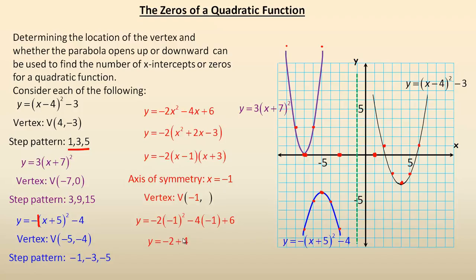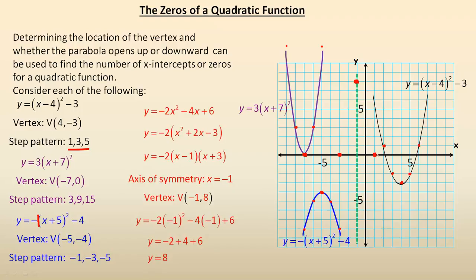And -1 squared is 1 times -2 is -2, so that's -2 at the beginning. -4 times -1 is 4 plus the 6, so that's 10 minus 2 is 8. So that's the y-coordinate of the vertex. It's at -1, 8. So -1, 8 would be right up here, 6, 7, 8. So that's the vertex. And we could do the step pattern too to graph this.